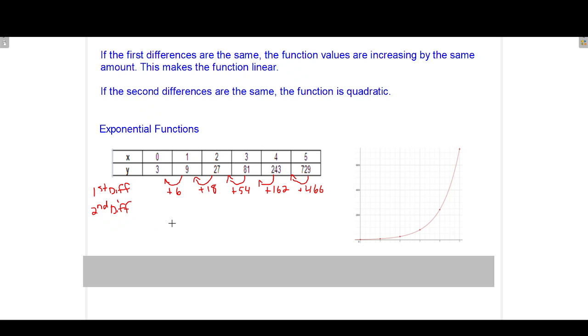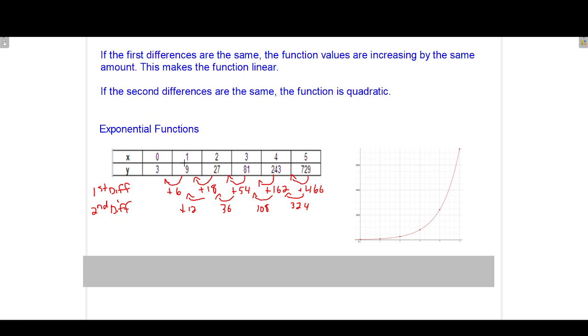So again, looking from here to here, 6 to 18. I've kind of drawn these arrows the wrong way, haven't I? I'm sorry. This was an increase of 12. From 18 to 54, that would give us an increase of 36. 162 minus 54 gives us 108. And finally, 486 minus 162 gives us 324. So again, the second differences are not the same. That tells us that this function is not a quadratic function. We already know it's not a linear function.